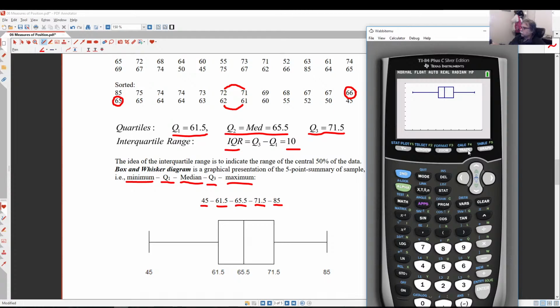Okay, so again, you can trace this. The trace starts with the median, and then you can move left, and you get quartile 1, the minimum, down there, the value 45, and quartile 3, 71.5, and the maximum. Again, in agreement with what we were already calculating.